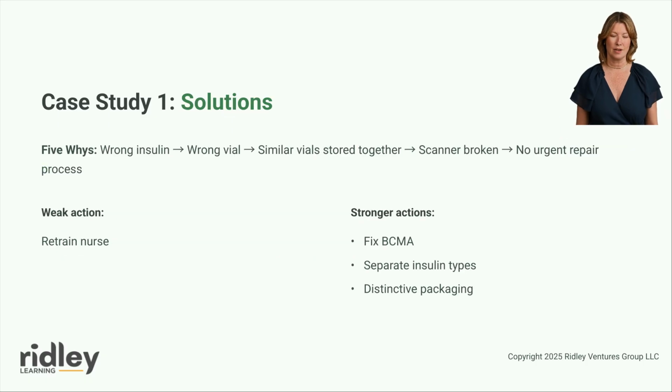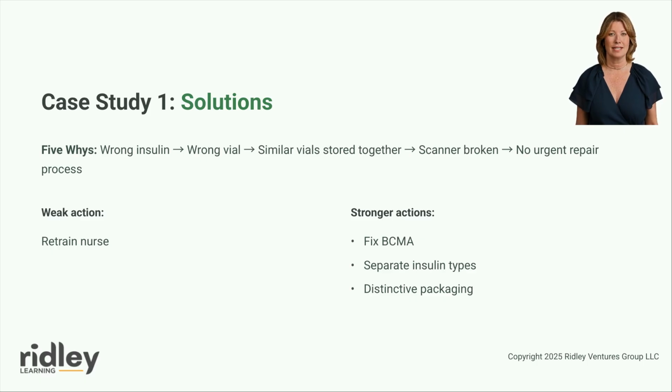A 5 whys analysis of this case might look like this. Why did Mr. Davis become hypoglycemic? He received rapid-acting Humalog instead of regular insulin. Why did he receive the wrong insulin? The nurse picked the wrong vial. Why did she pick the wrong vial? The vials looked similar and were stored together, and she was distracted. Why wasn't the error caught before administration? The barcode scanner that would have alerted her to the mismatch was broken.